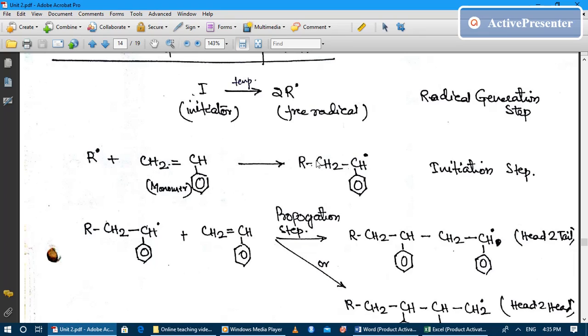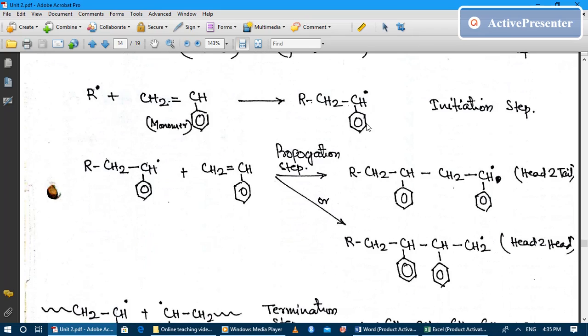It will combine with the first carbon atom, and the free radical site, meaning the lone electron, will be shifted to asymmetric carbon atom here. So the free radical site of the initiator, or the free radical after the reaction with the monomer, will shift to asymmetric carbon atom, and this step is known as the initiation step.